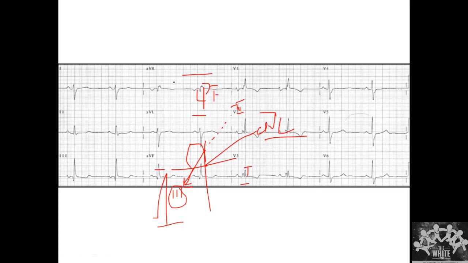Right bundle branch block won't have a right axis deviation. Pure RBBB won't have a right axis deviation. It will have a left axis because the LV forces will still predominate. Yeah, AVL, correct. So the negative deflection should be maximum in AVL compared to lead 1, and the maximum positive deflection should be in lead 3 compared to lead 2. If you have understood this, this is the criteria to diagnose a left posterior fascicular block.